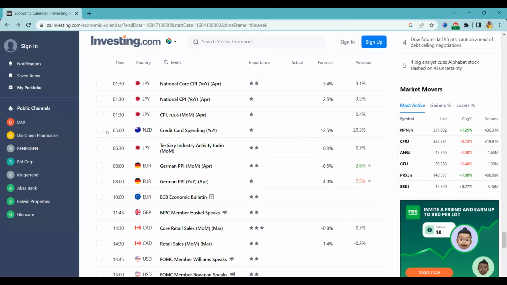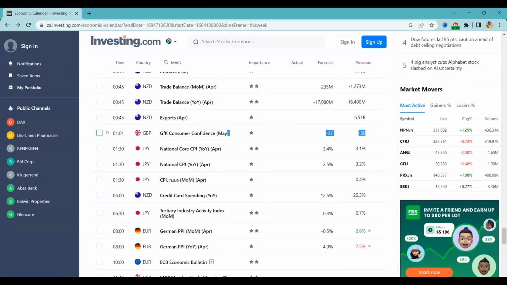What I've marked under GBP, which is GFK consumer confidence. So how do you know that this is a standard event? It is not denoted by anything at the end. That's how you know that this is a standard event.